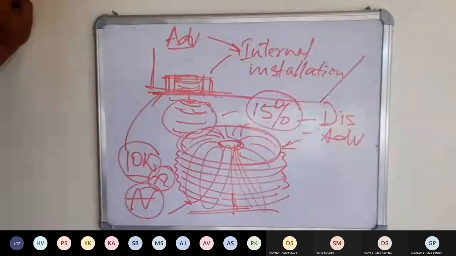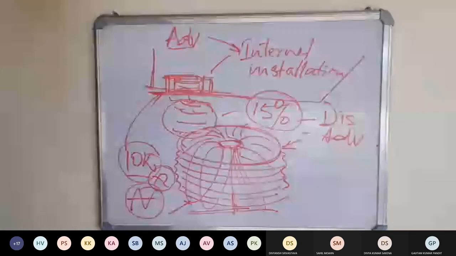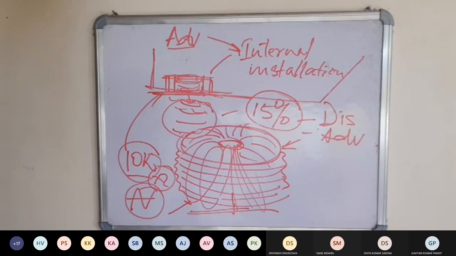So this is what we have. The types of transducers: electrostatic and magnetostatic transducer. Any questions?